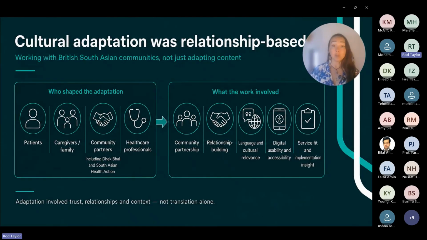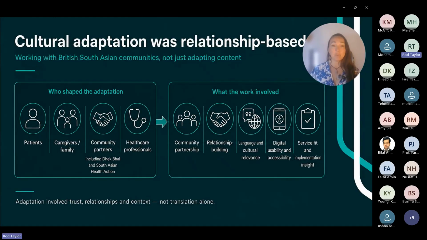In our cultural adaptation work, we wanted to work with people not only underserved by health services, but also very much underrepresented in the research underpinning those services. We worked with patients, caregivers, community partners, and healthcare professionals from British South Asian backgrounds. The community partners, including DECPAL and South Asian Health Action, were important because they brought trusted relationships and contextual understanding that academic and clinical teams do not automatically have.